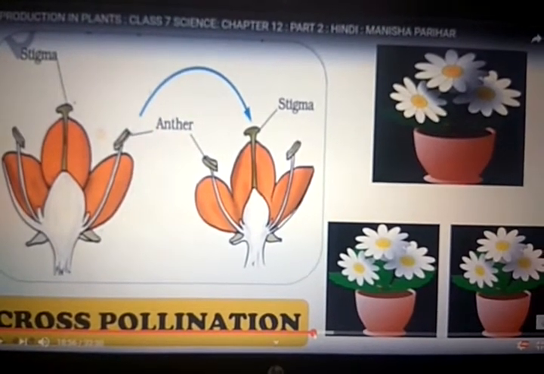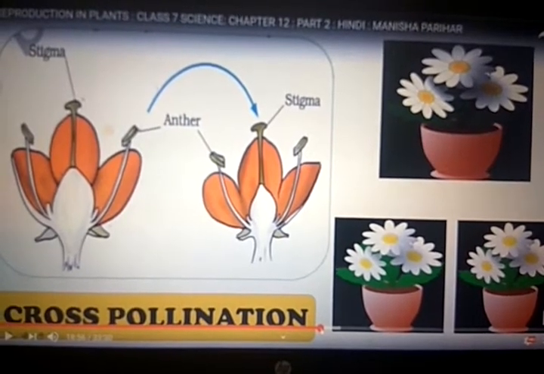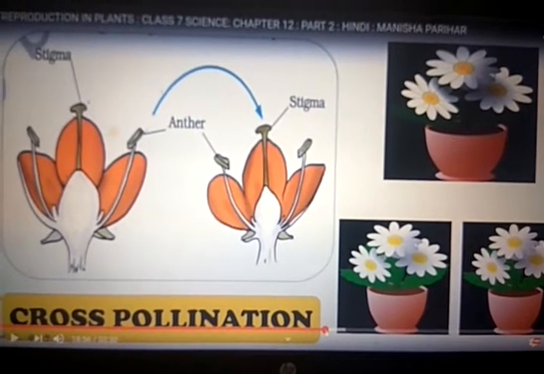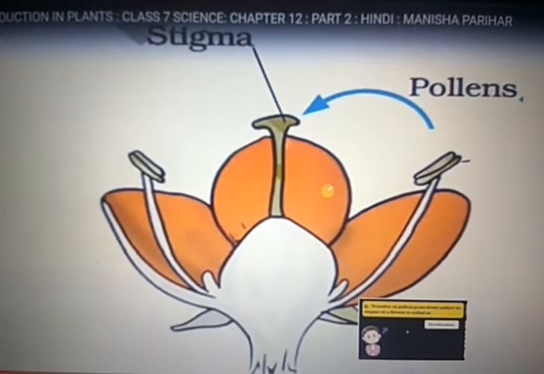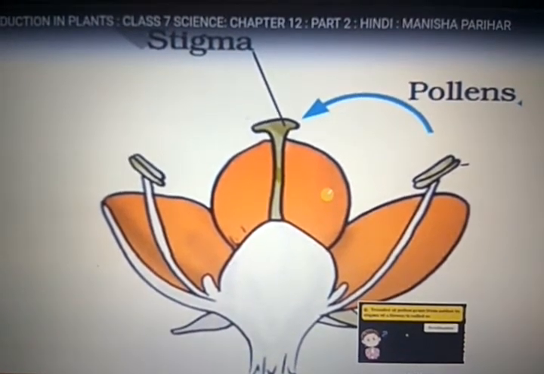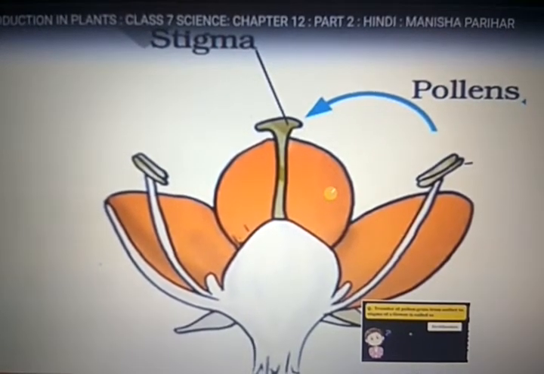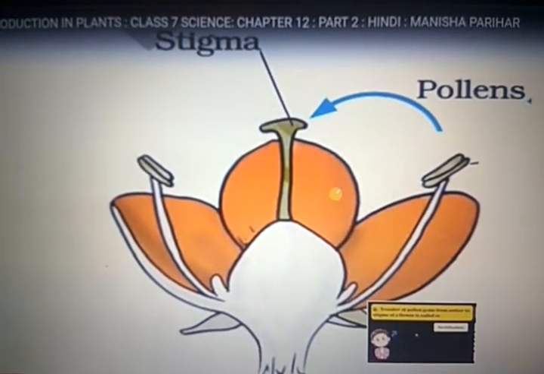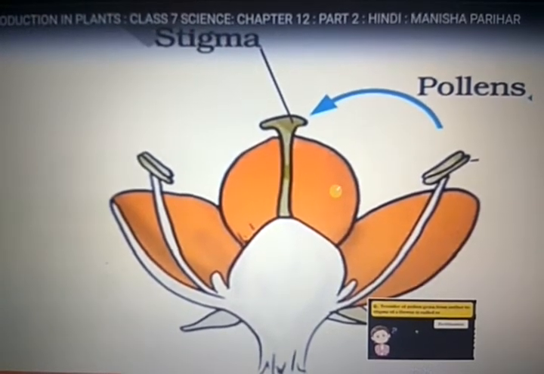In one plant there is self pollination, and when two plants or two flowers are there, you can find cross pollination. This is the case of self pollination: transfer of pollen grain from anther of the same flower to stigma of the same flower.